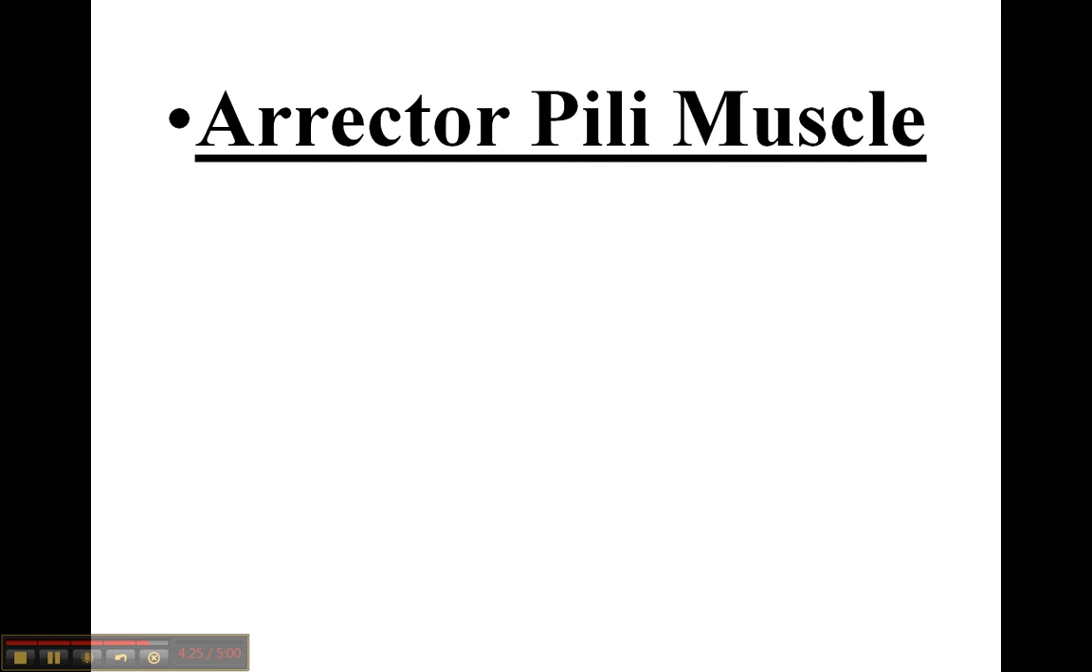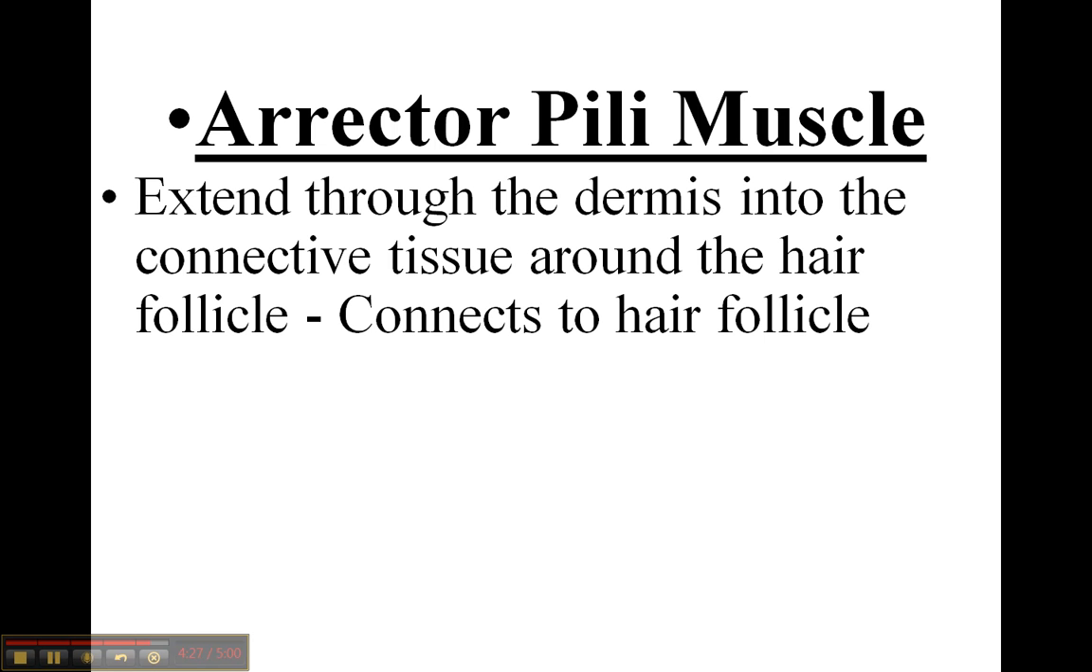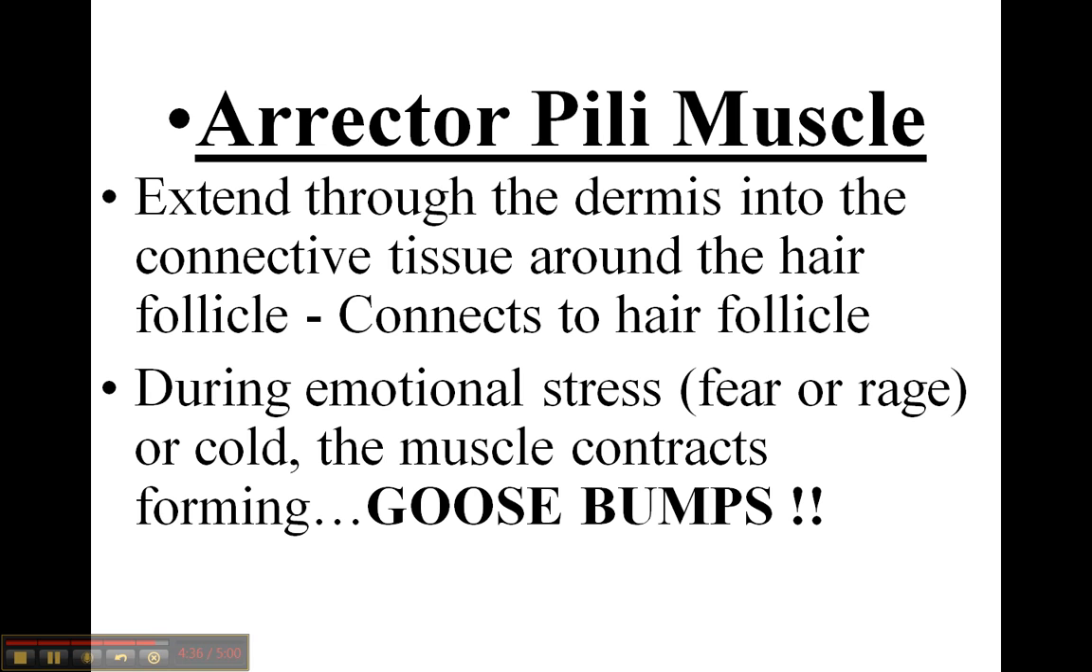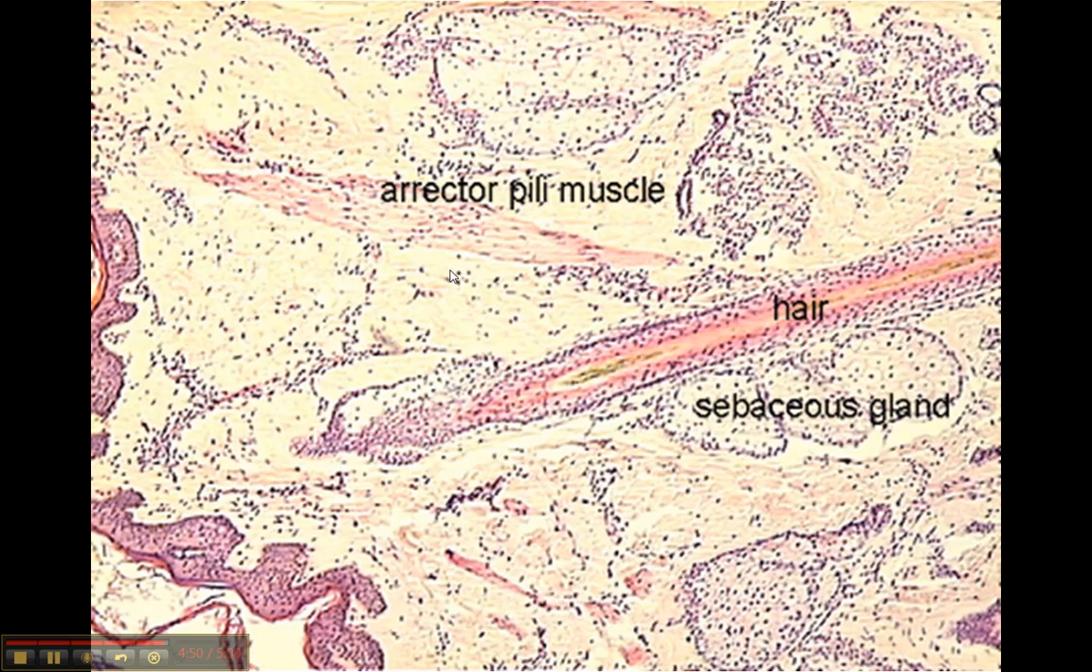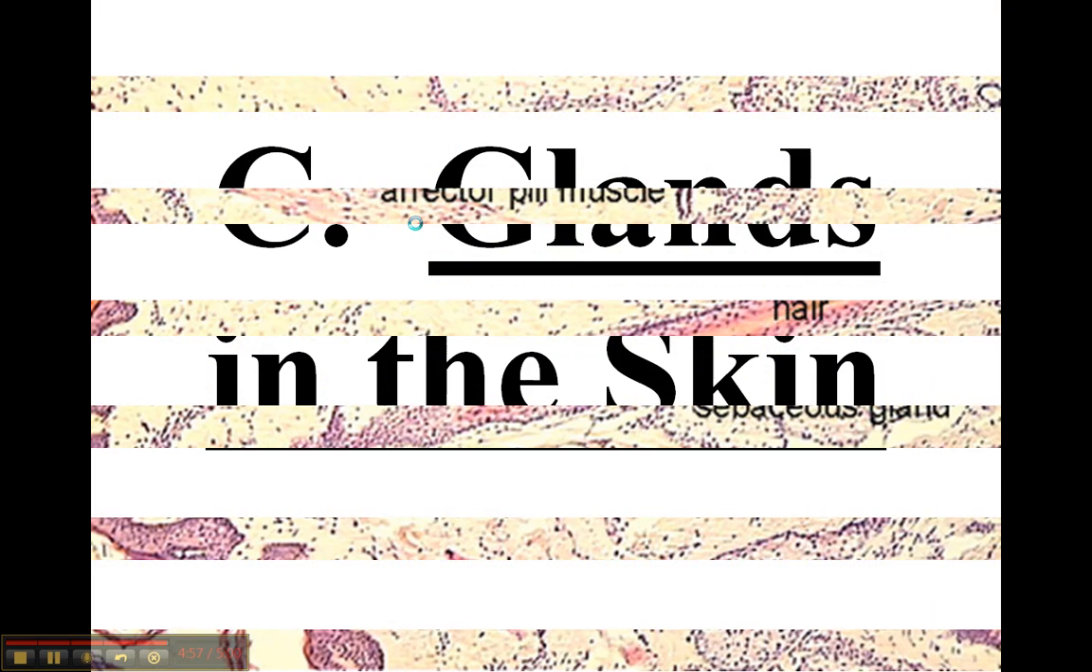There is a structure called the erector pili muscle, and it goes through the dermis into the connective tissue around the hair follicle, and it actually connects to the hair follicle. During emotional stress, fear or rage or cold, the erector pili muscle will contract and it forms goosebumps. Here you can see the erector pili muscle in pink. Here's another view of it. You can see smooth muscle tissue represents this structure. Next is gland.